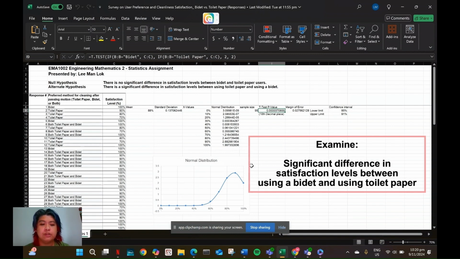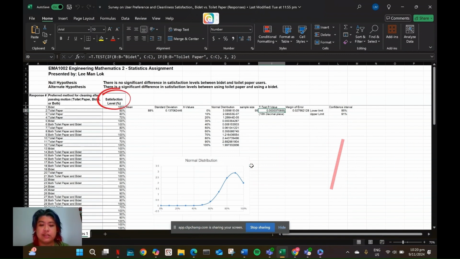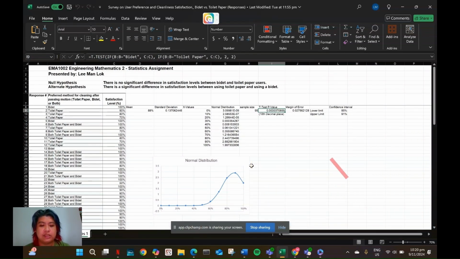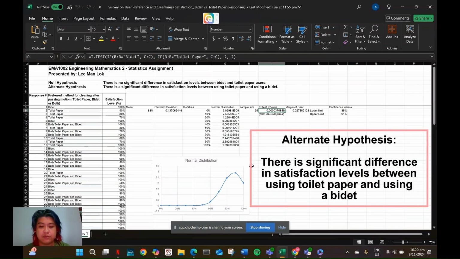toilet paper. Using percentages for satisfaction, which are continuous data, simplifies comparing results and applying statistical tests like the t-test effectively. My null hypothesis is there is no significant difference in satisfaction levels between using toilet paper and using a bidet. My alternate hypothesis is there is a significant difference in satisfaction levels between using toilet paper and using a bidet.